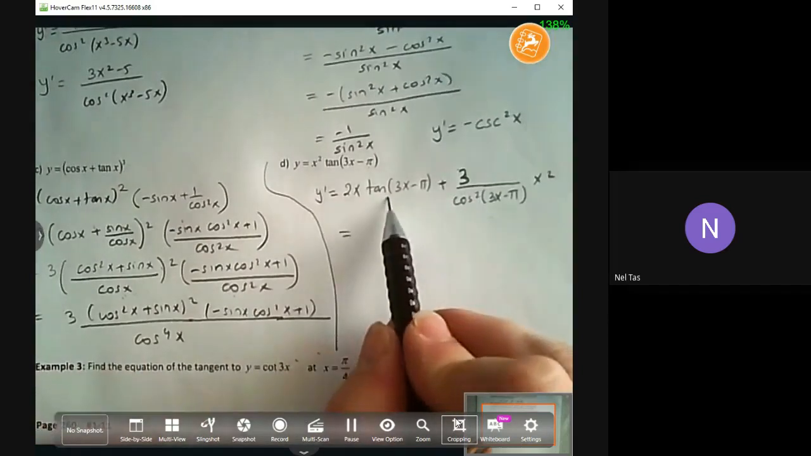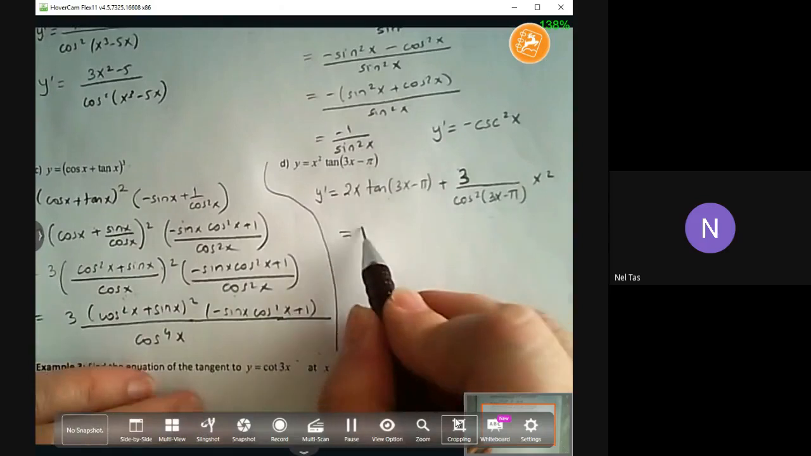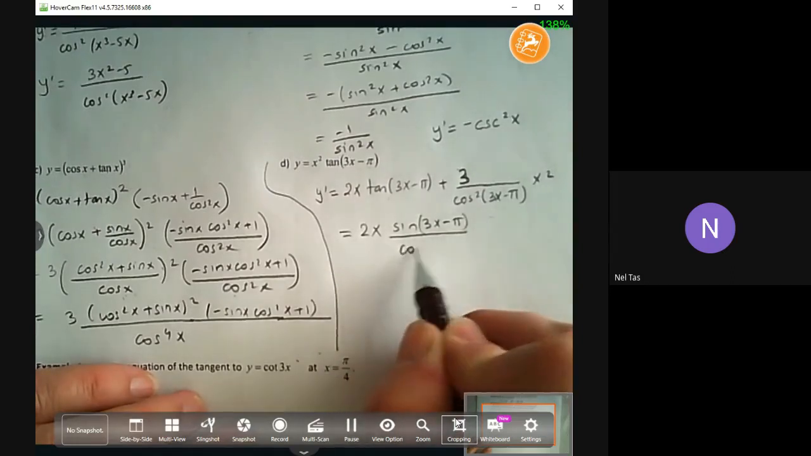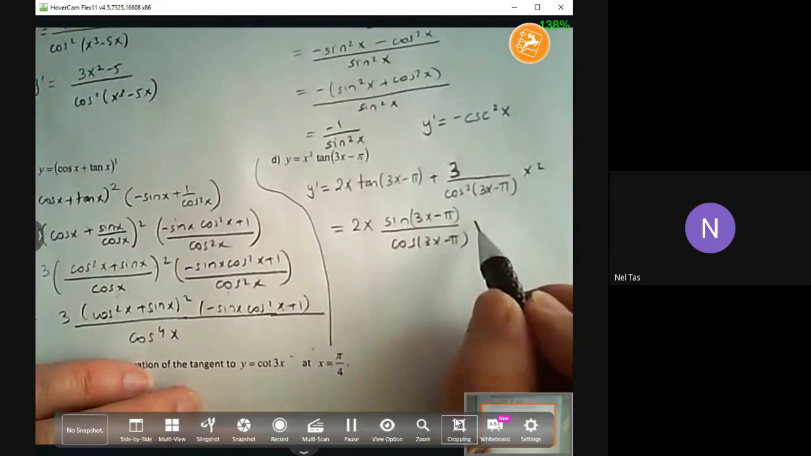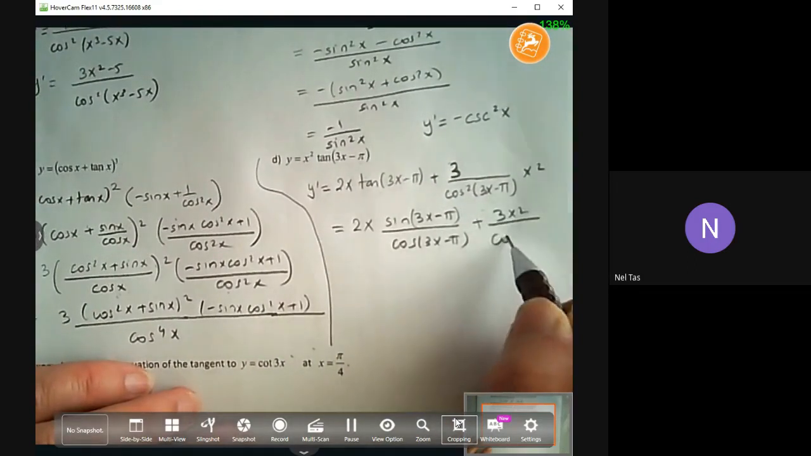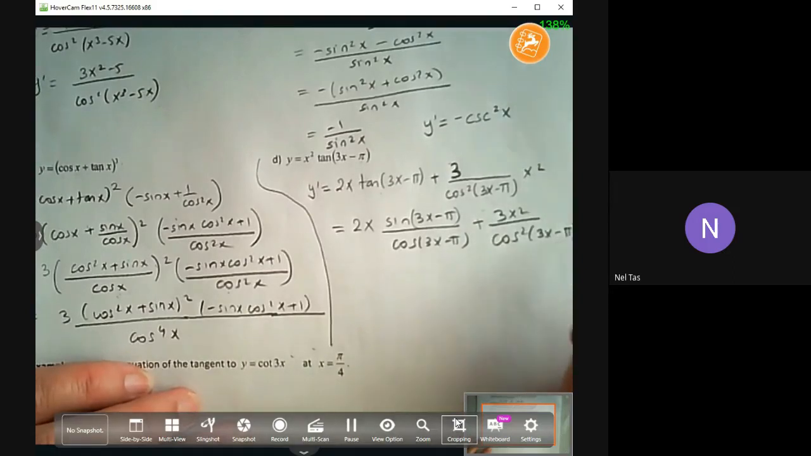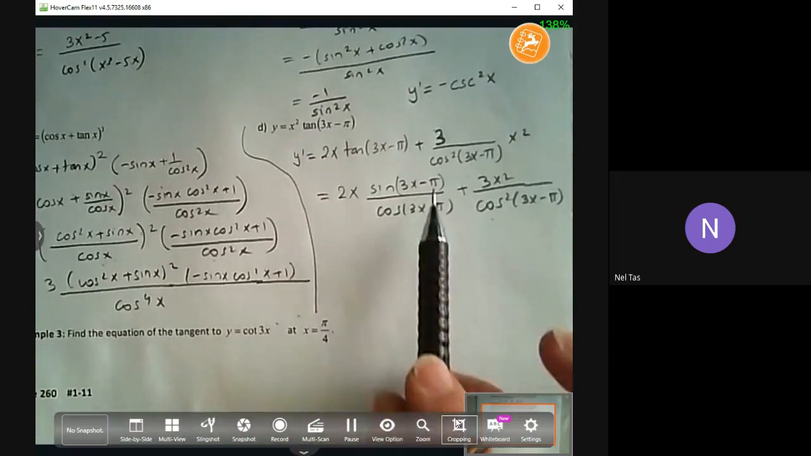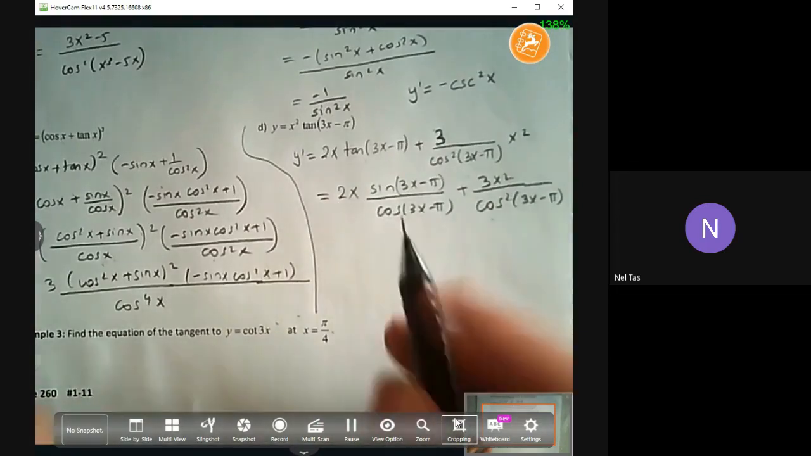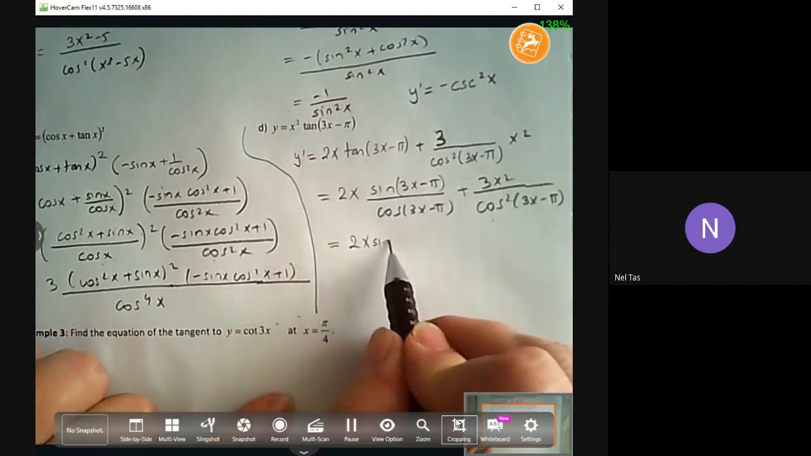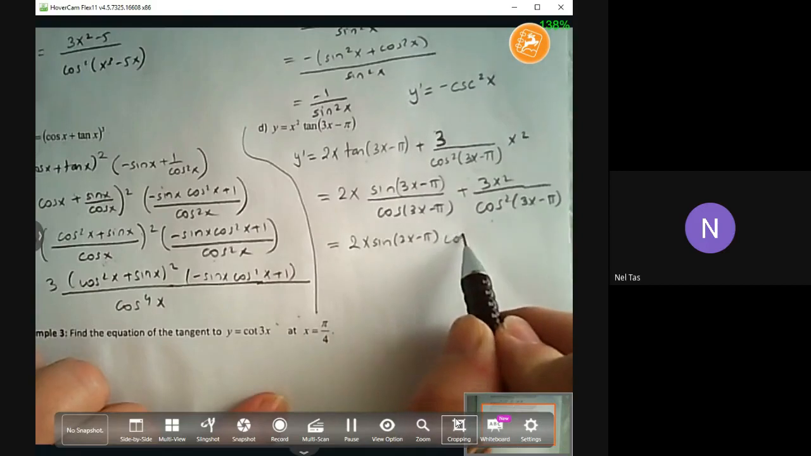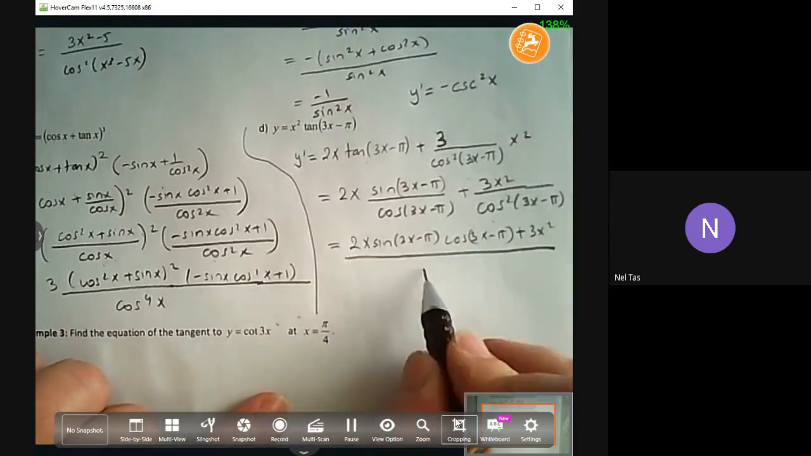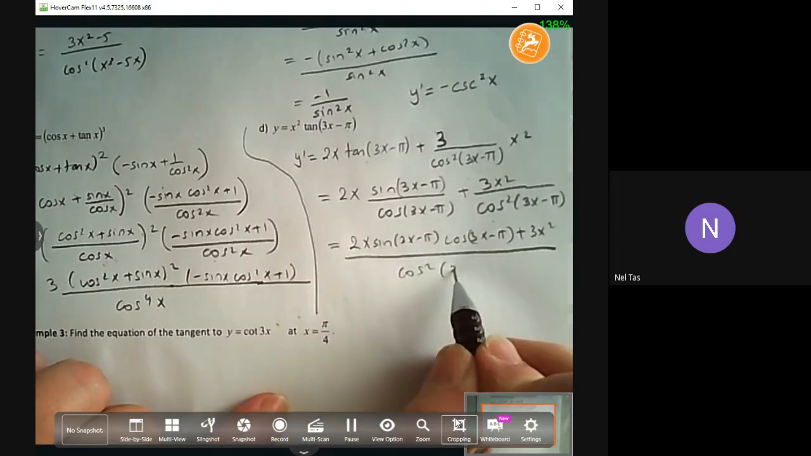Now we can simplify this. Write tangent in terms of sine and cosine: sine 3x minus pi over cosine 3x minus pi, plus 3x squared over cos squared 3x minus pi. So you can have a common denominator, but let's multiply the first fraction by cos 3x minus pi. So 2x sine 3x minus pi cos 3x minus pi plus 3x squared over cos squared 3x minus pi.